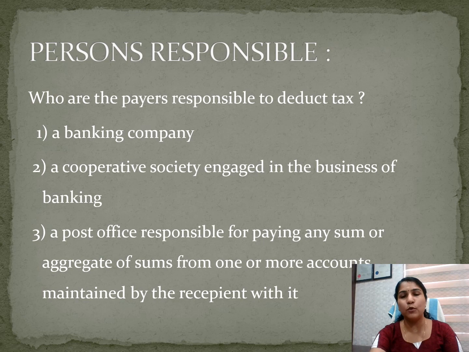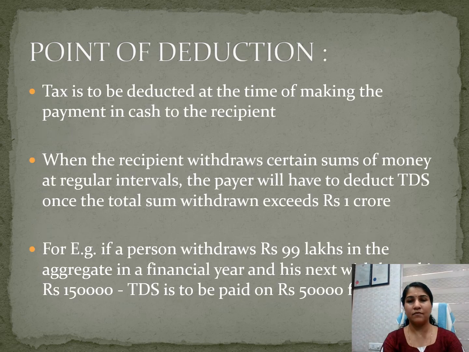The third is a post office responsible for paying any sum or aggregate of sums from one or more accounts. That is, a person might be having an SB account or an RD account with the post office. So the section says that if the cash payment in one or more accounts is more than rupees 1 crore to the recipient, then the post office is responsible to deduct tax under Section 194N.